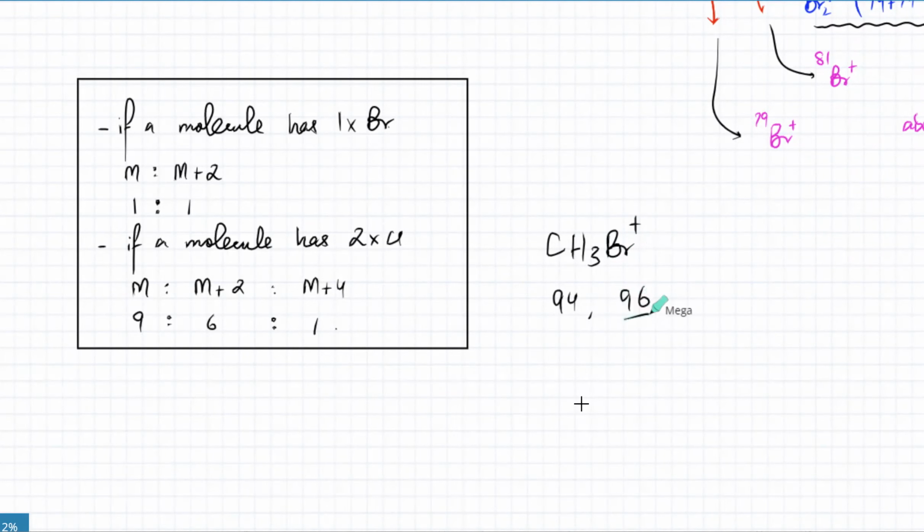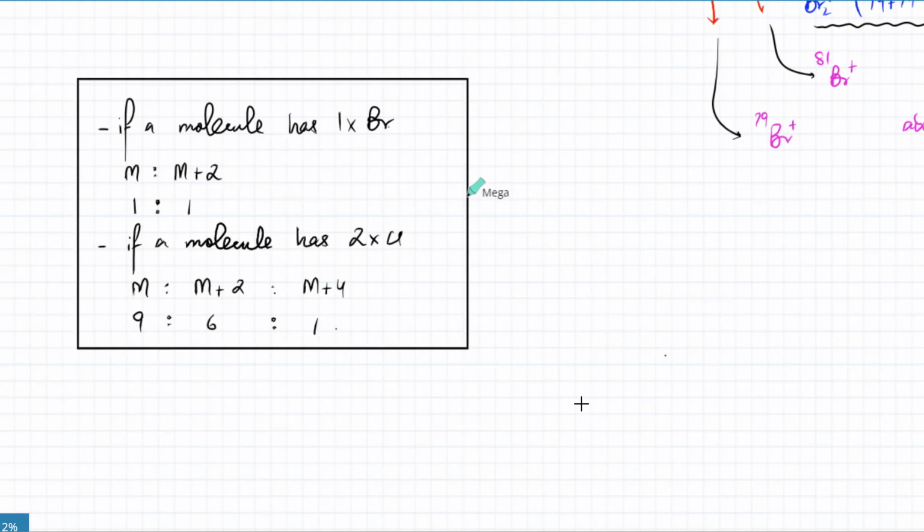So there would be two different particles getting detected, 94 and 96, and they would have equal probability, because there's a 50% chance of getting 79 and a 50% chance of getting 81. So you'll get two peaks and both of them would have the same height. Is that clear? So the M plus 2 ratio would be 1:1.